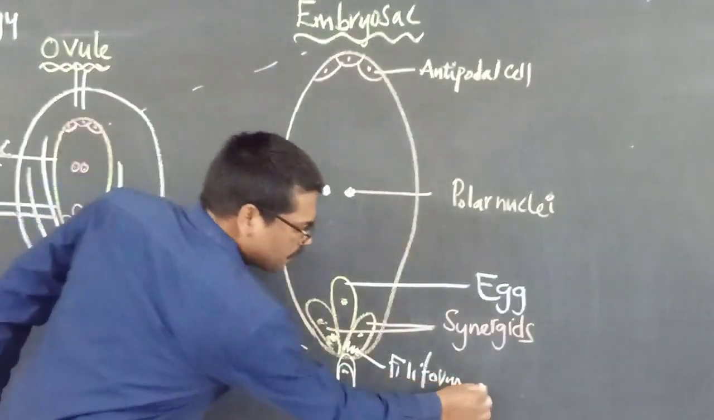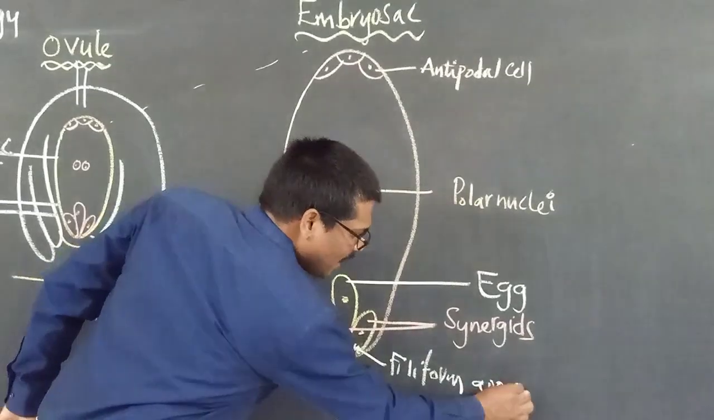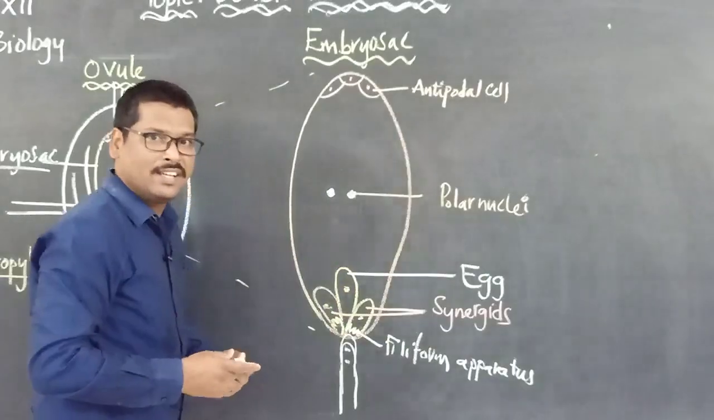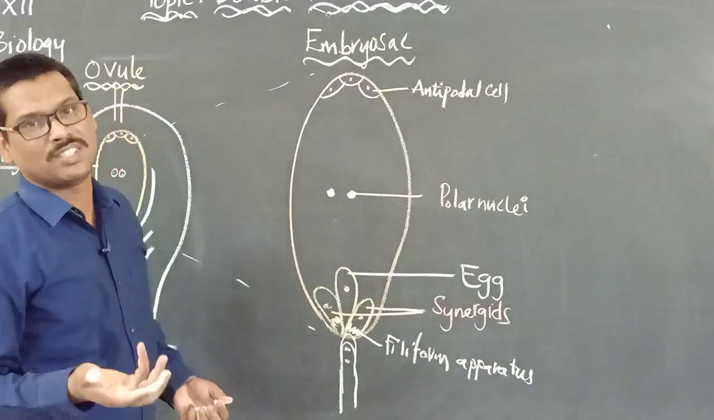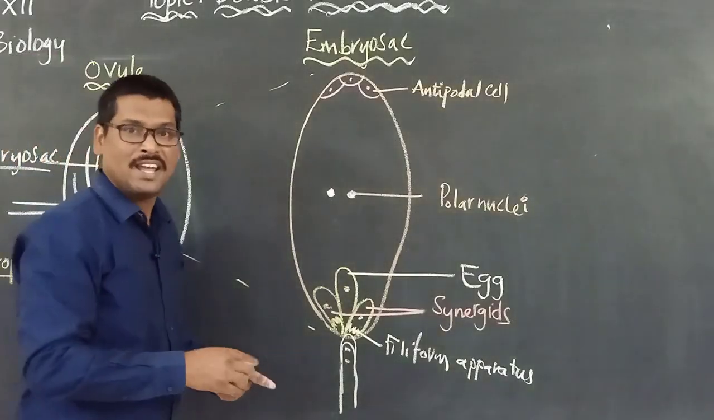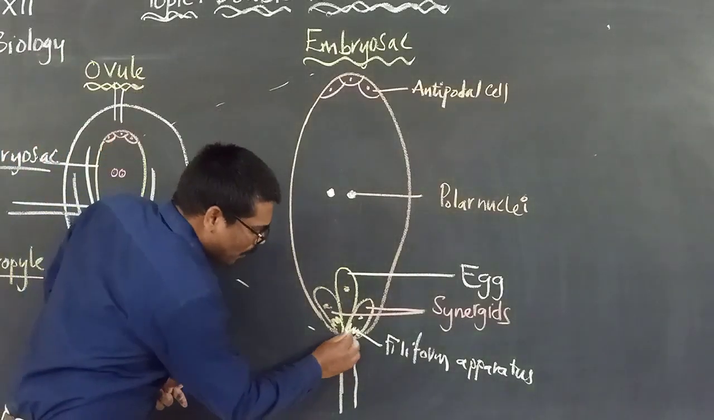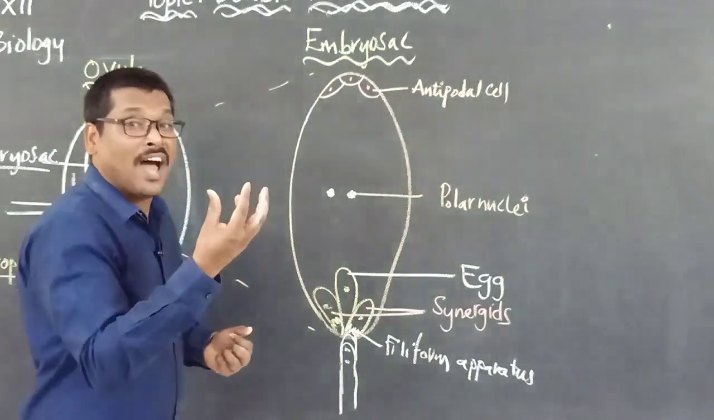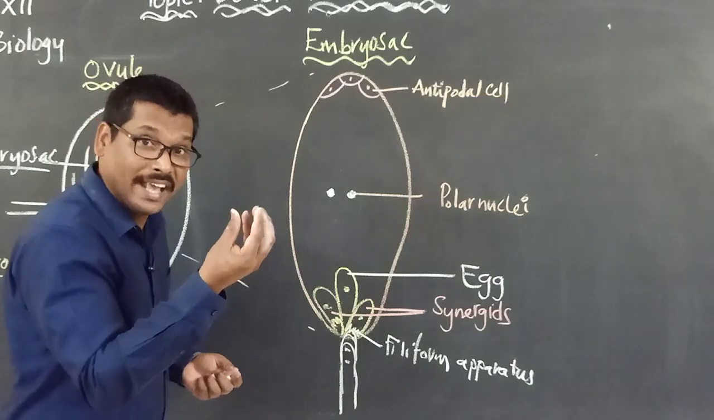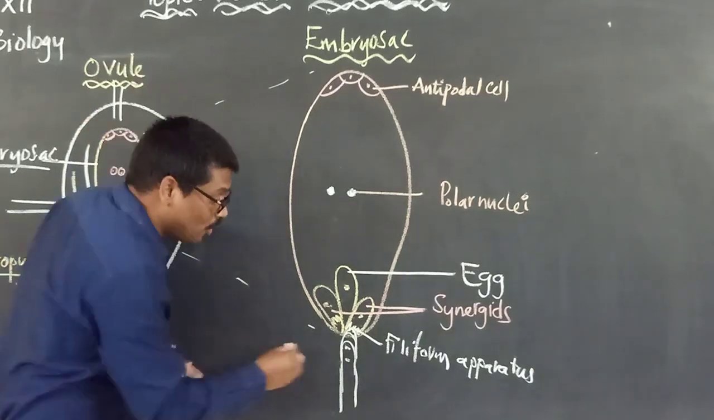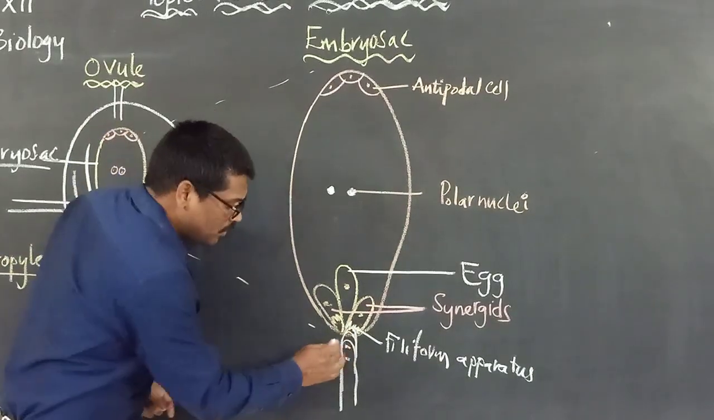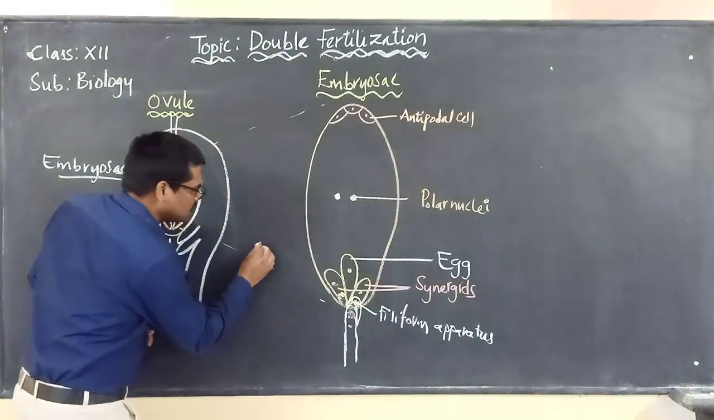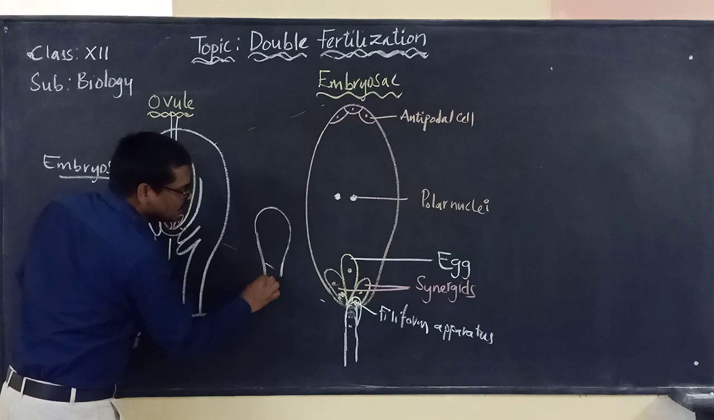So as soon as this filiform apparatus attracts the pollen tube and the pollen tube enters inside, it undergoes endosmosis. Do you know what endosmosis means? Once the pollen tube enters inside, what is happening now? It will enlarge in size. Due to what? Endosmosis. So here the pollen tube is enlarged, as though it is enlarged in size.